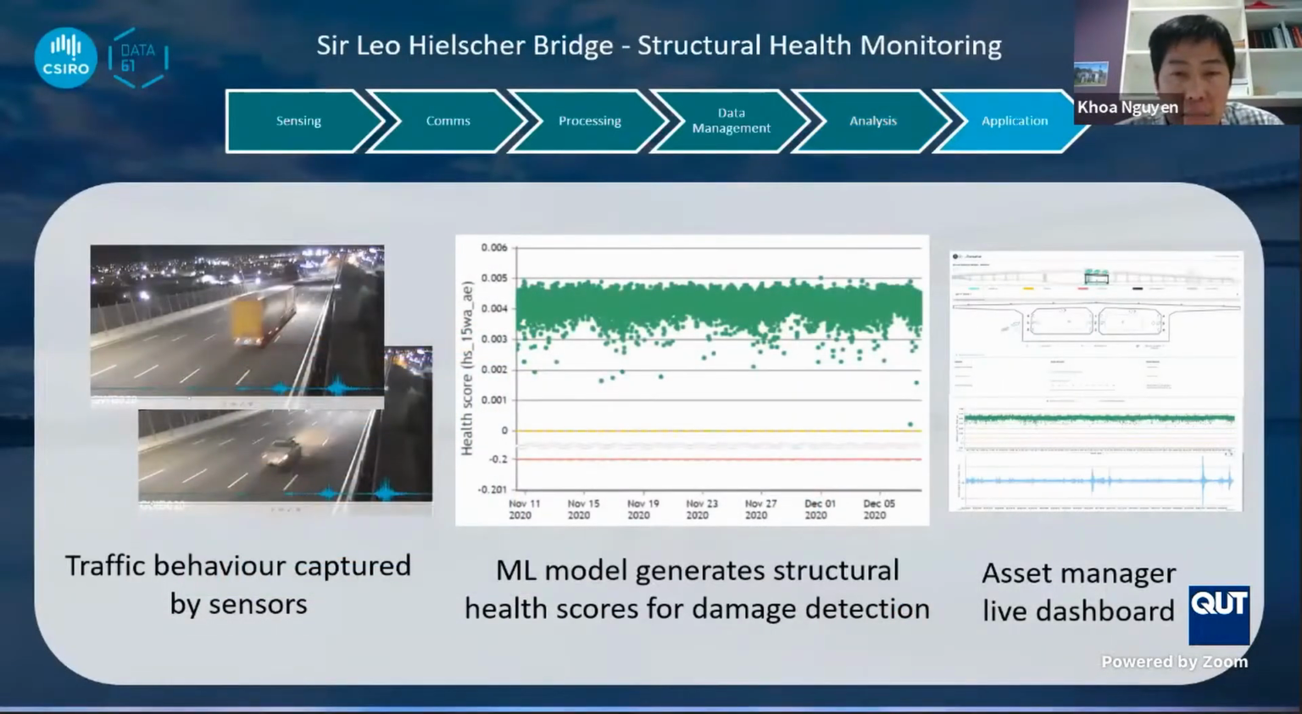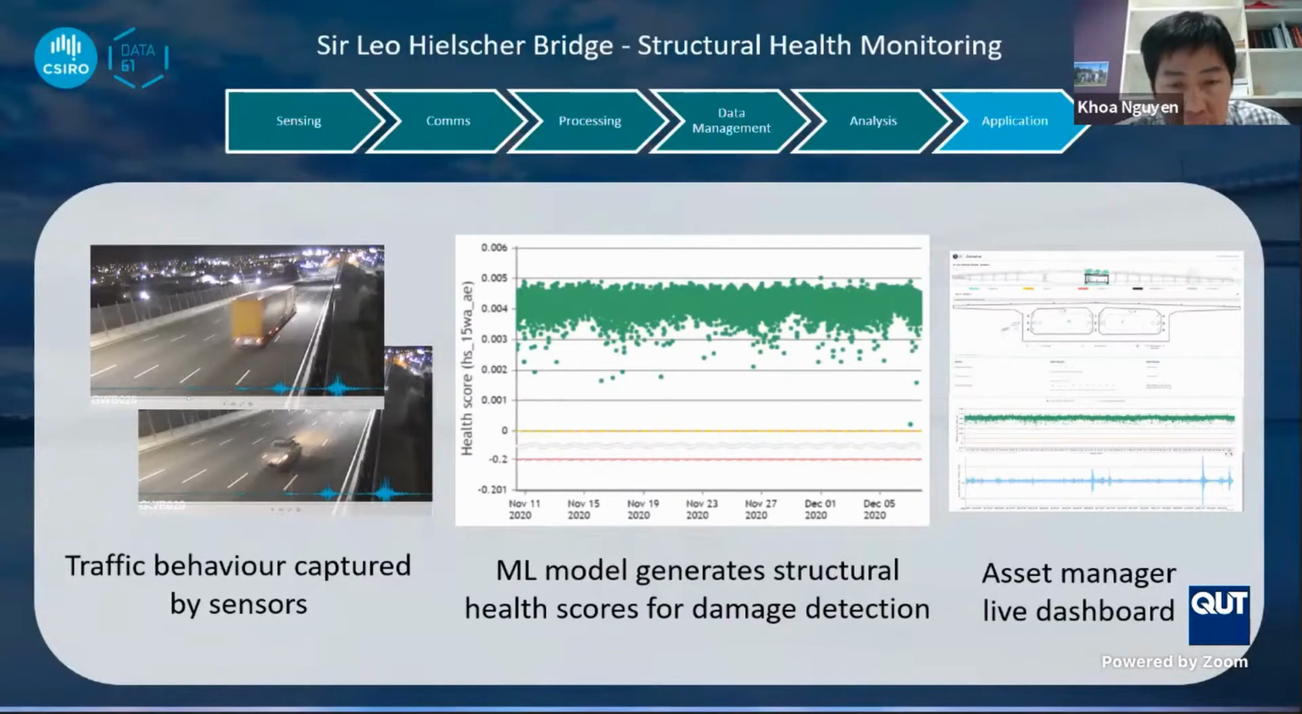And as Ben already showed, our system includes data acquisition, data analytics, and a user dashboard. We can see the traffic behavior captured by our sensor, as shown in the video Ben showed us. Based on the sensing data, we extract some damage sensitive features and use them to train both traditional and deep one-class models for damage detection.